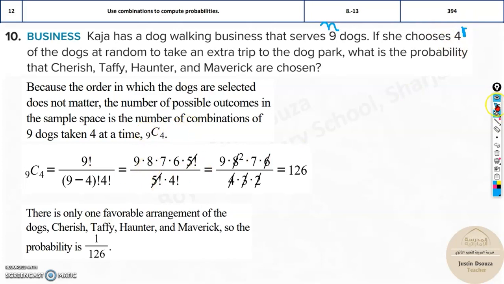So 9C4 combination. 126. You see they want which type of breeds over here? I think it's, sorry, 4 of the dogs. That's Cherish, Taffy, Hunter, and Maverick. These must be selected. So then it's just 1 divided by that. These are the dog names, sorry.